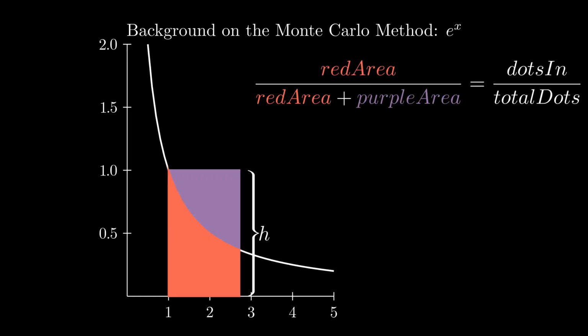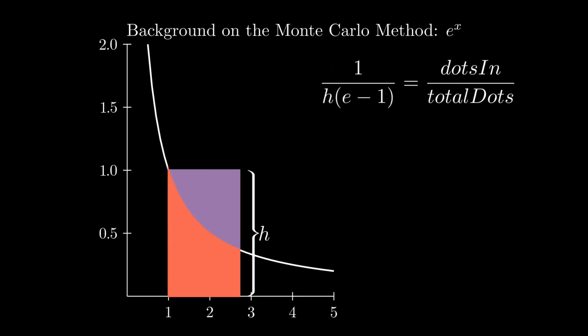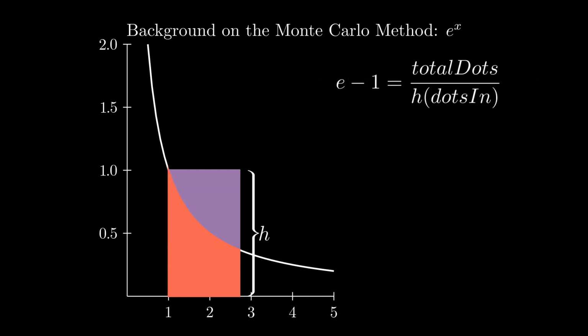The physical meaning of an integral, though, is that the area under the curve between the bounds is equal to the value of the definite integral. In this case, that means that the area under the curve 1 over x between 1 and e is 1. Thus, if we draw a rectangular region of base e minus 1 and height h at this point on the x-axis as our total region, the ratio of dots under the curve, the red area, to the total number, the red plus the purple area, is equal to 1 over (e minus 1) times h. Rearranging, we find that e equals 1 plus the total number of dots divided by the number of dots inside the red area times 1 over h.